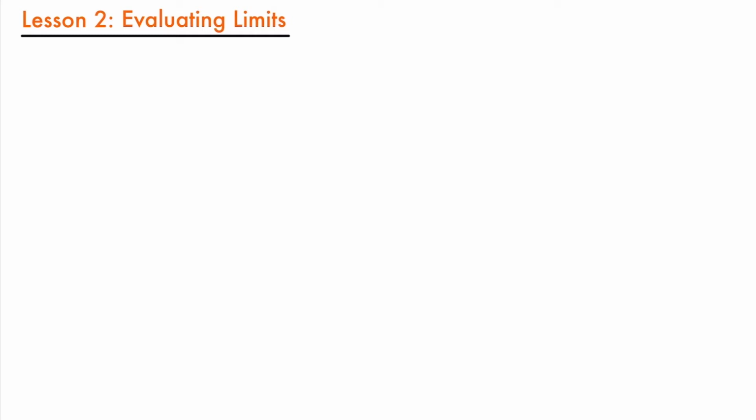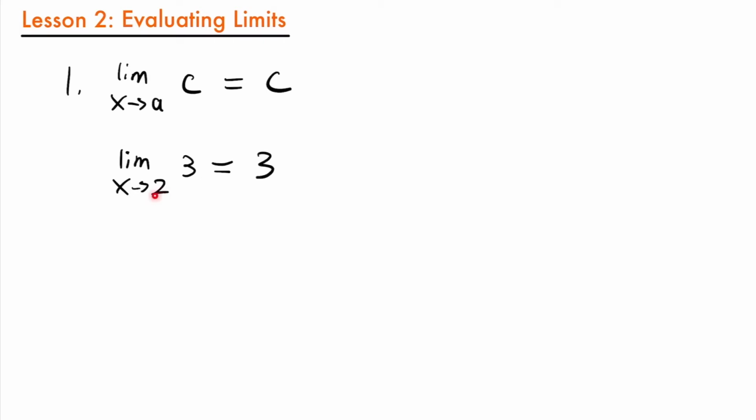And so we'll start with our basic rules that allow us to plug in that x value. Our first basic rule of evaluating limits is that the limit as x approaches some value a of a constant is always going to be equal to that same constant. So if I had the limit as x approaches, let's say 2, of the function 3, the answer is always going to be 3 no matter what this value of x is. No matter what value we're approaching, if we are evaluating a function that is just a constant, it's always going to be that constant.